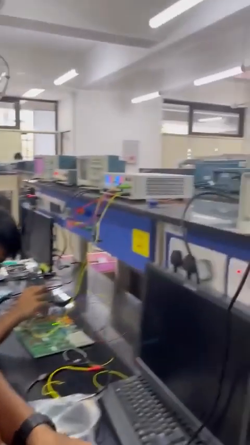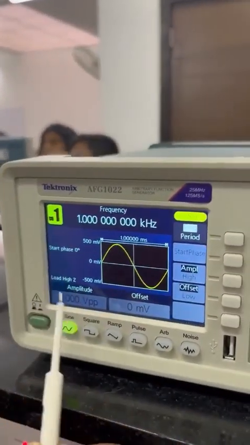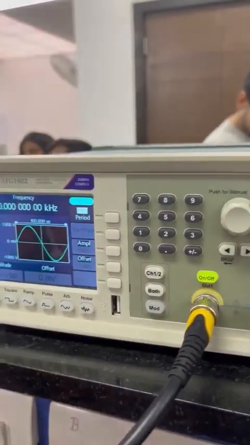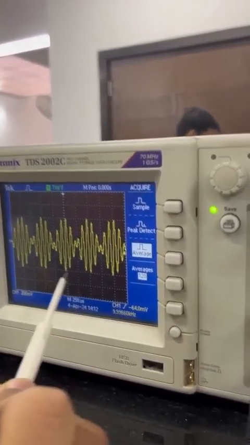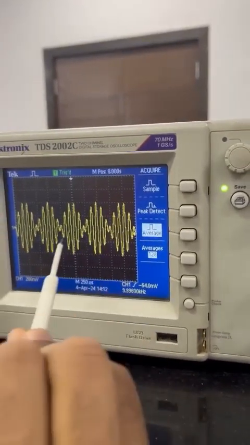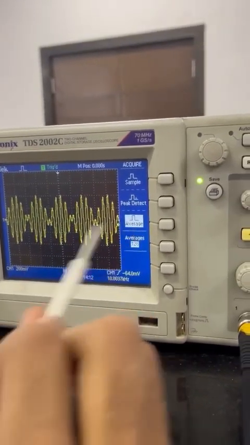Myself Kshitij Atwal, and I am going to explain the first question of this assignment. Here we have taken the first input as 1 kHz and 1 VPP. In the second input we have taken 2 VPP and 10 kHz, and through this circuit we are going to multiply these two signals. Here in the output of the DSO we can see we have taken the average, since the signal contained a lot of noise.